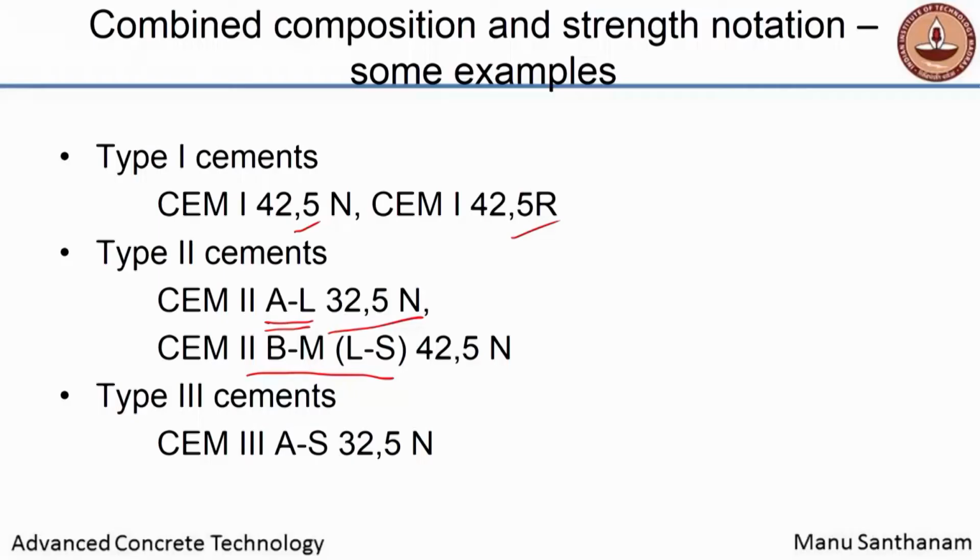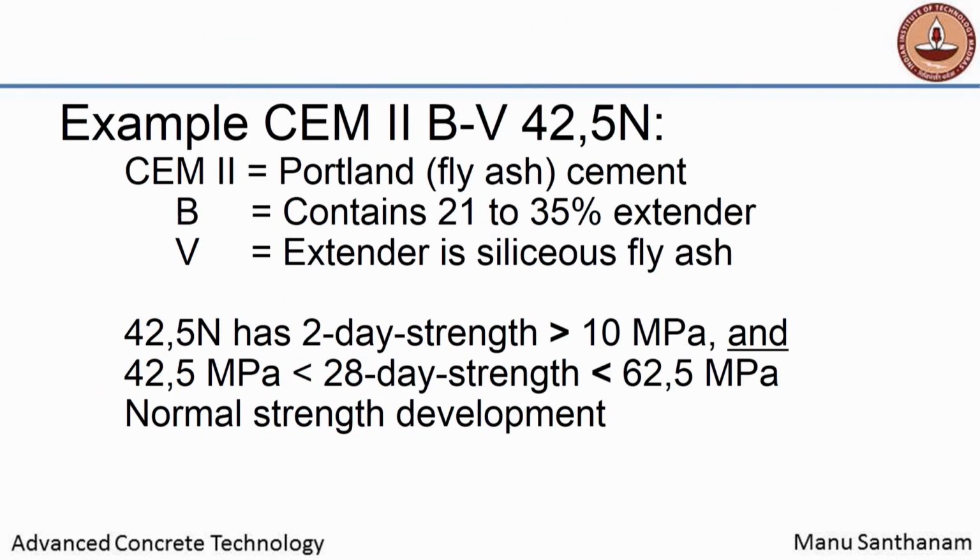And then again type 3 cements, you have type 3A dash S 32.5 N, that is fairly easy to understand. Another example is given here, CEM 2B dash V 42.5 N. So, again it has got strength requirements, it has got compositional requirements and so on and so forth.